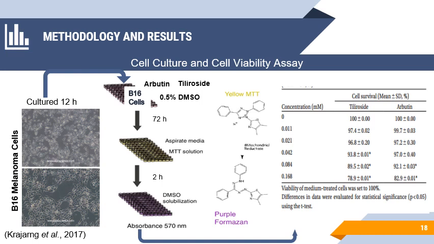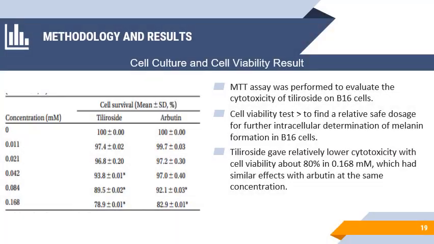And the next method is cell culture and cell viability assay. First, the B16 melanoma cells are cultured for 12 hours, and then arbutin, Tiliroside, and 0.5% DMSO are added into B16 cells and incubated for 72 hours. And then add the aspirated media or MTT solution and incubate for 2 hours. And then the DMSO is for solubilization. After that, the absorbance is measured at 570 nanometers. And then this is the table that results from the absorbance.